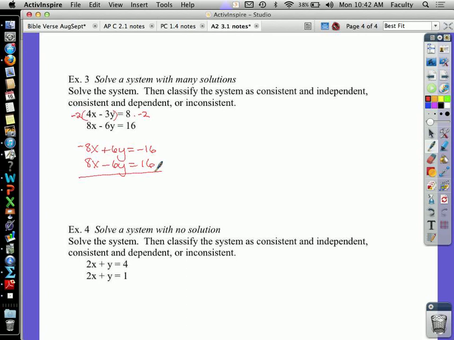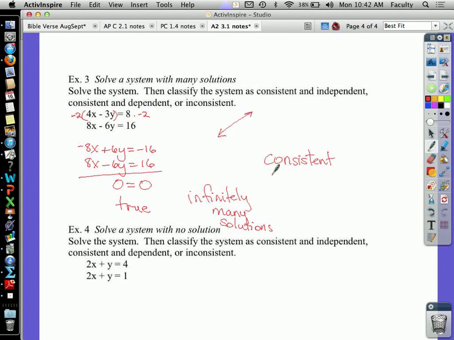Well, what ends up happening then with the elimination method is you add these, and the variable drops out in the infinitely many solutions case. And you get a true statement. 0 equals 0 is true. So there's infinitely many solutions. So it's consistent because it has a solution, but it's really the same line. So it's dependent. Okay?